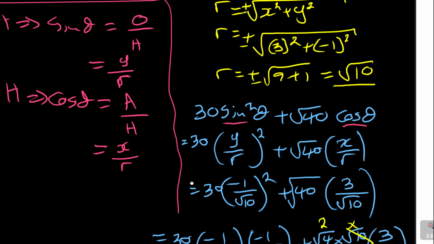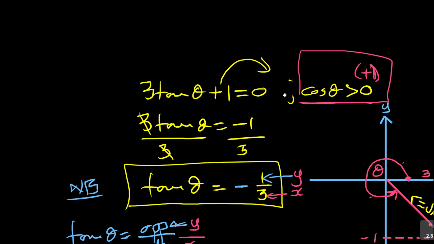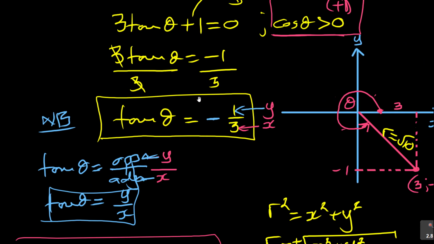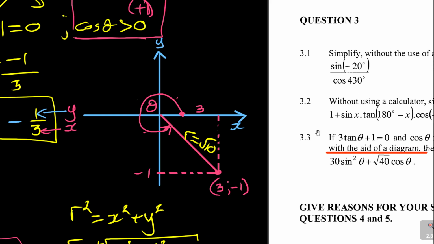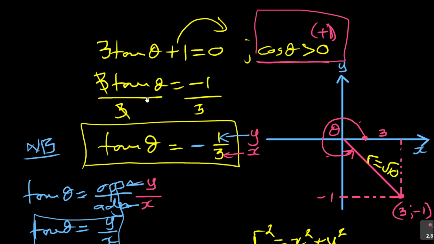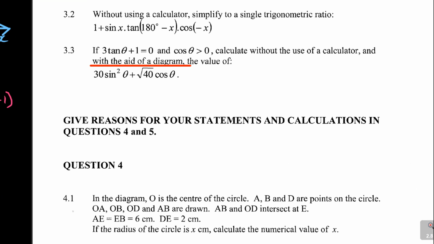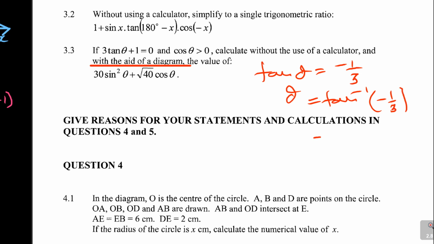Now what if I wanted to test, because they say don't use a calculator, but the question is, can I use a calculator here? Yes, you can use a calculator. What you do is, remember what is tan theta? Tan theta is negative 1 over 3. So you can actually use a calculator and say, if tan theta is equal to negative 1 over 3, what is theta? It's arctan. Remember, arctan of negative 1 over 3. So let's find the answer of arctan of negative 1 over 3.